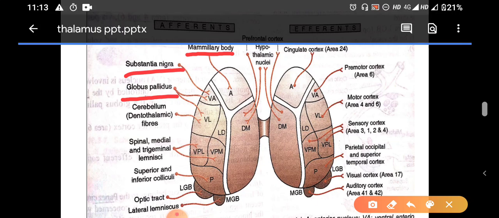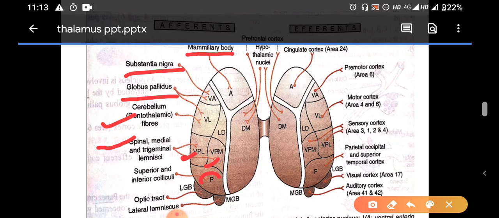These both are the parts of basal ganglia. So the afferents will come to ventroanterior and the ventrolateral nuclei. From the cerebellum, the afferents will go to the ventrolateral nucleus. You can see here ventroposterolateral and the ventroposteromedial nuclei. So the spinal, medial and the lateral and the trigeminal lemnisci: all the specific sensory sensations are relayed into ventral posterolateral and the ventral posteromedial nuclei.